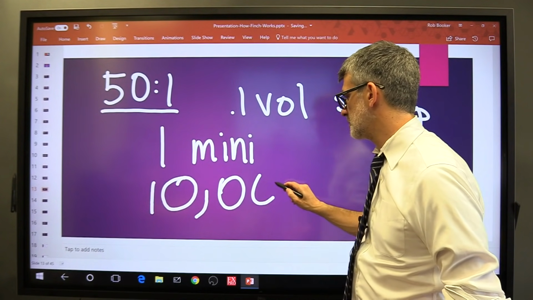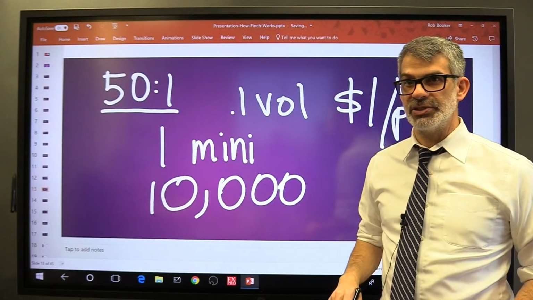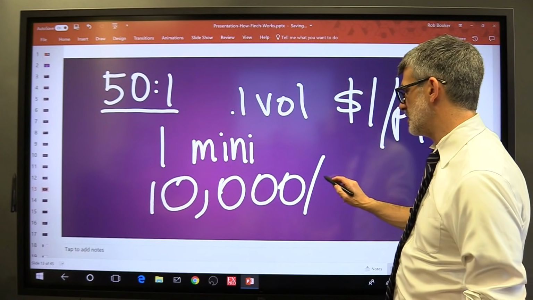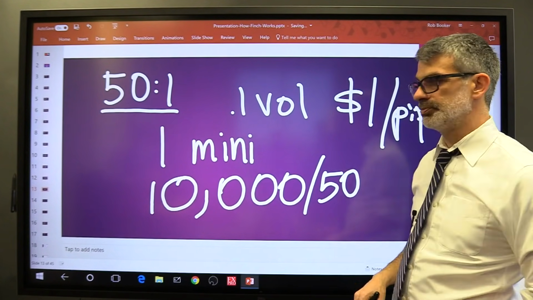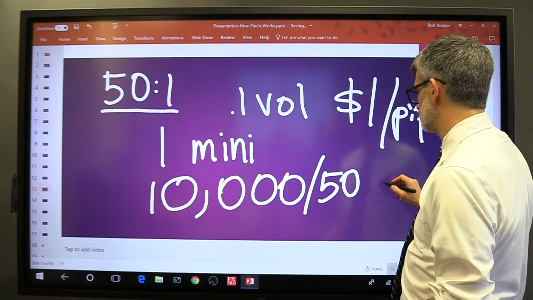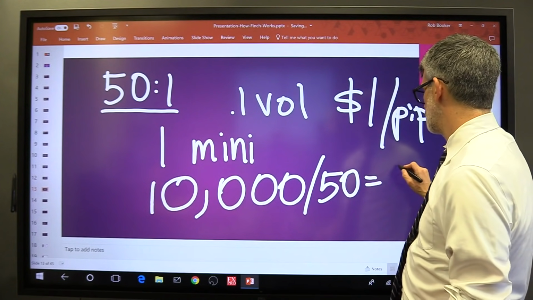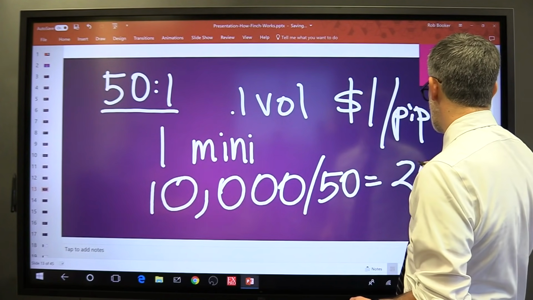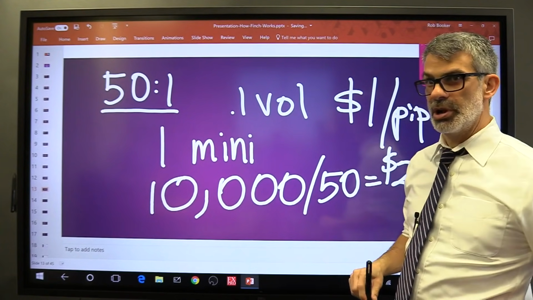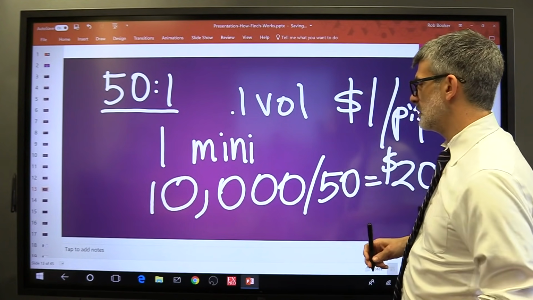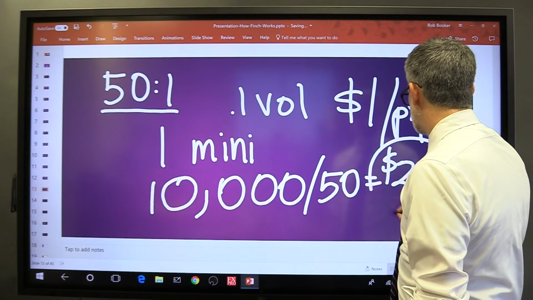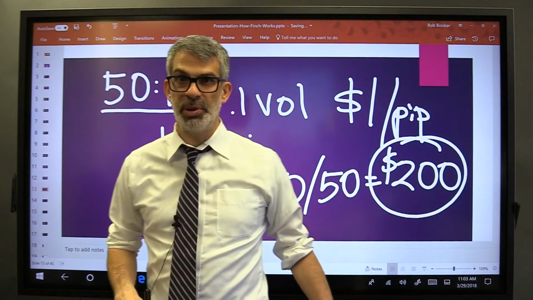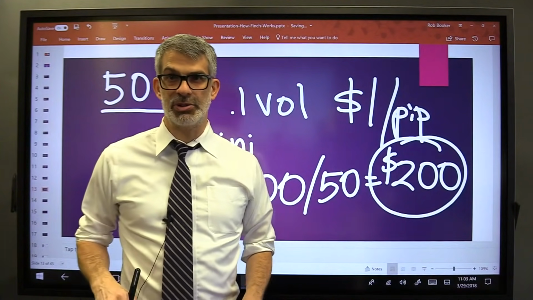10,000. It's 10,000 units of currency. So we have to divide 10,000 by 50. And that is $200. $200 times 50 is 10,000. And there you go. You need to have $200 put up as margin to make that trade.